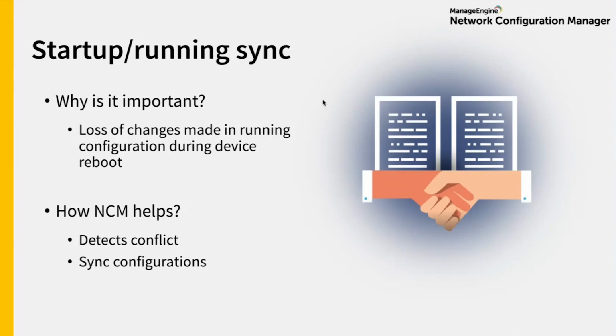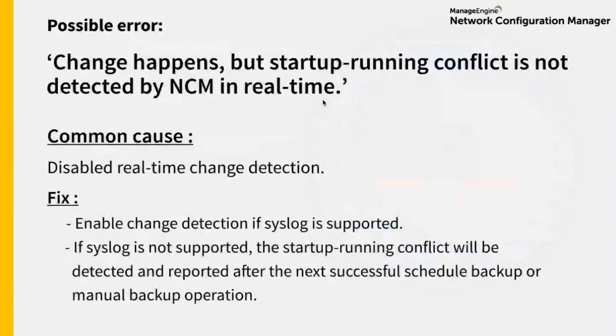So this is about startup running configuration changes. Suppose the possible error is that a change happens but the startup running conflict is not detected by NCM in real time. This means you have disabled the real-time change detection, or it is not enabled. So you can enable change detection and check if syslog is supported. If syslog is not supported, the conflict will be detected and reported after the next successful scheduled backup or manual backup operation. And depending upon that, you can take the necessary action.